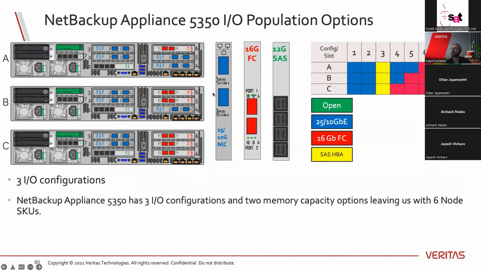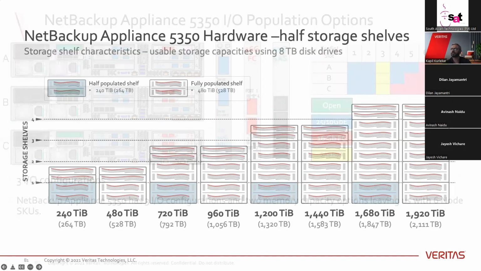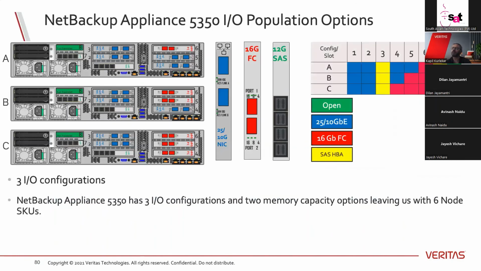Now these are the similar IO configurations for the 5350 appliances. The 5350 appliances have three different options, A, B, and C. The NetBackup 5350 has three IO configurations and two memory capacity options, leaving us with 6 node SKUs. These are the various options that we have: 16 GB FC, 12 SAS, 25 and 10 GB NIC cards.